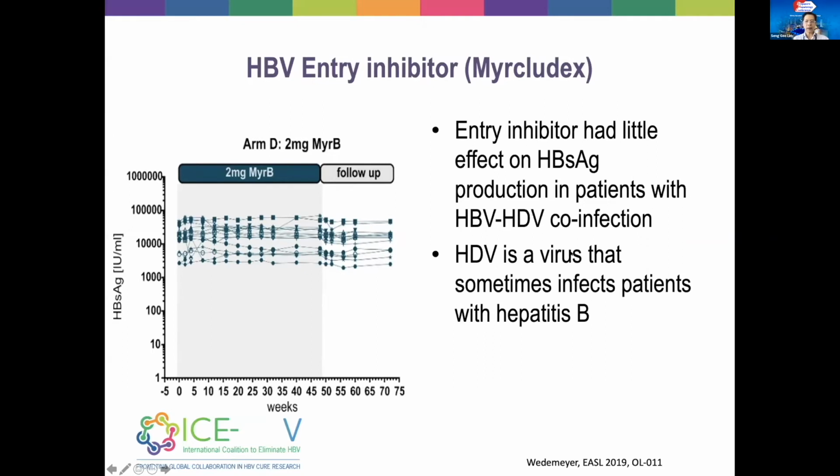Hepatitis D is a virus that sometimes infects patients with hepatitis B. So this is a double infection. But nonetheless, when we look at the effect on hepatitis B, there doesn't seem to be any change in the level of the outer envelope or the S antigen.